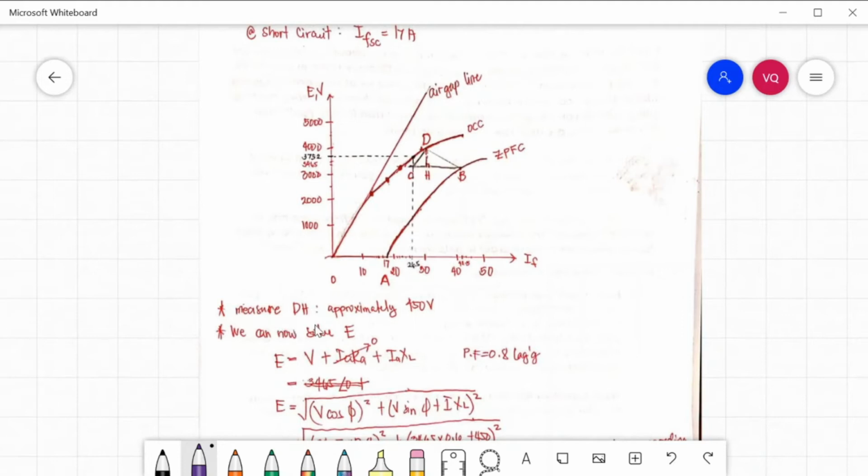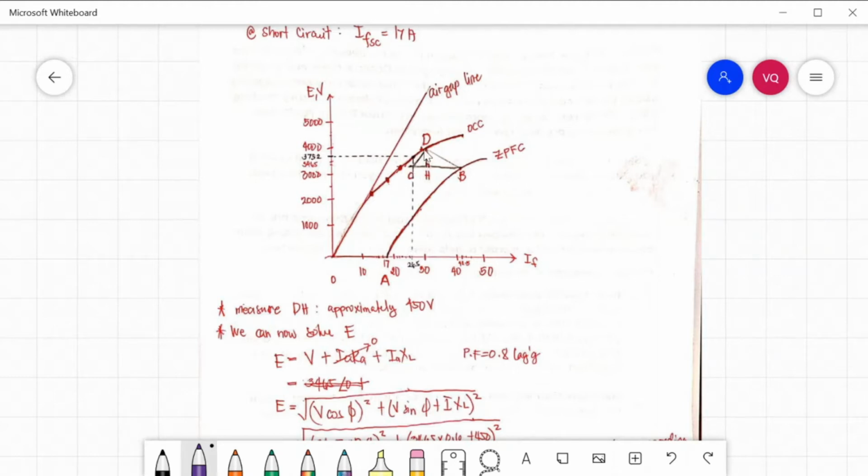Measure point DH. The length CB is equal to OA. All of this discussion is posted first in your MVLE. Then measure DH. How will we draw this triangle? Draw a tangent line, the air gap line, and then draw a parallel. Point CD is parallel with the air gap line, so you connect points C and D parallel to the air gap line.